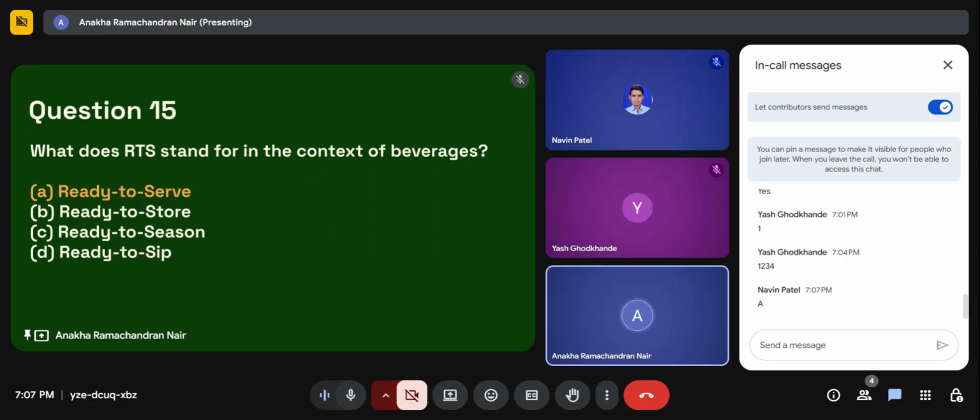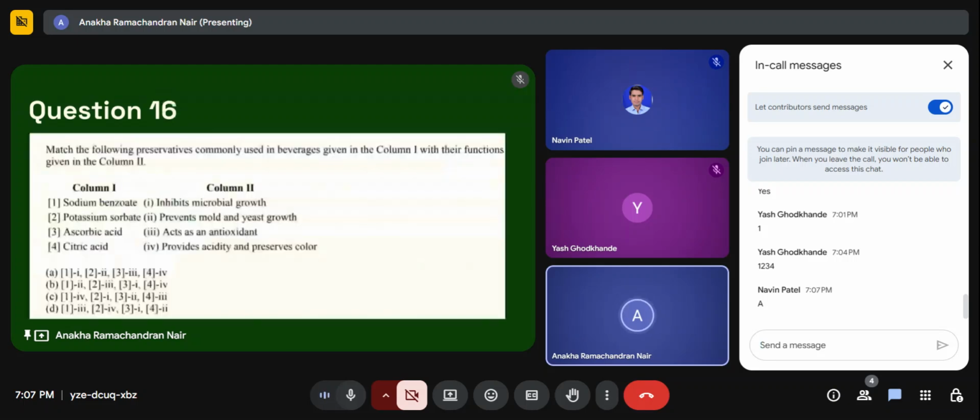Then there might be beverages which you have to do some modification. You might need to add sugar, you might need to add water, etc. And those are not a part of this ready to serve, right? So ready to serve is the context in this case. It is not ready to store or ready to season or ready to sip, right? So let's move on to the next question. I'm hoping there are no doubts in this, right?